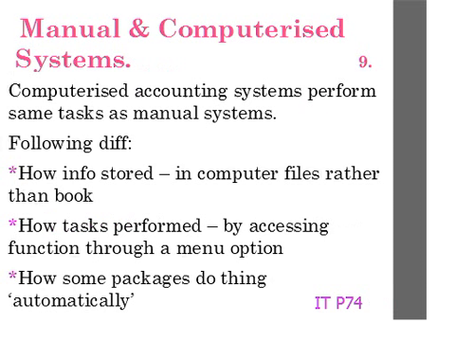Computerized accounting systems perform the same tasks as manual systems. The following are the differences that arise. How the information is stored, in computer files rather than in books. How tasks are performed, by accessing a function through a menu option rather than entering in by hand. How some computer packages do things automatically.